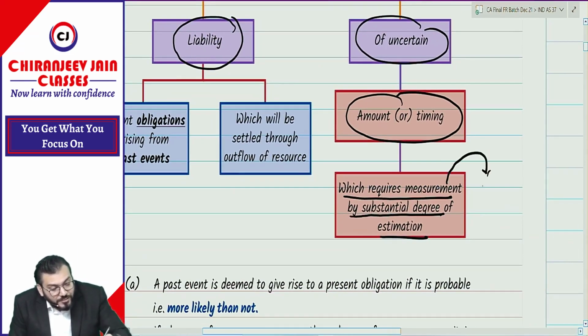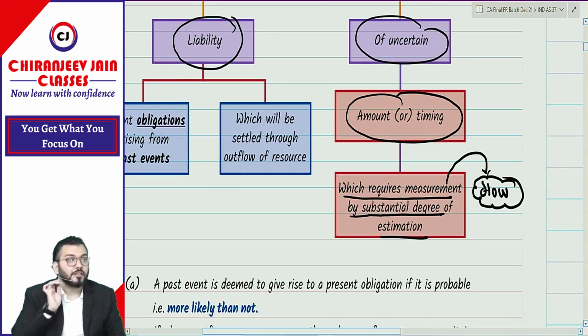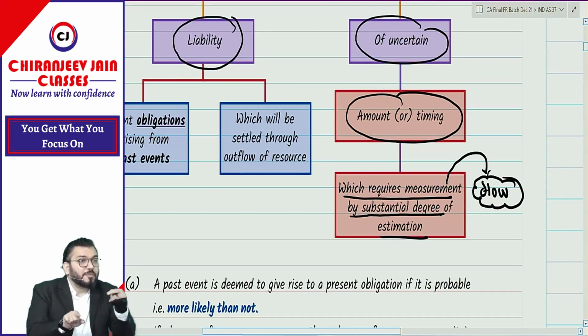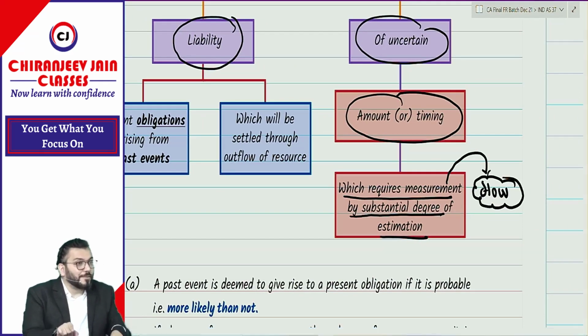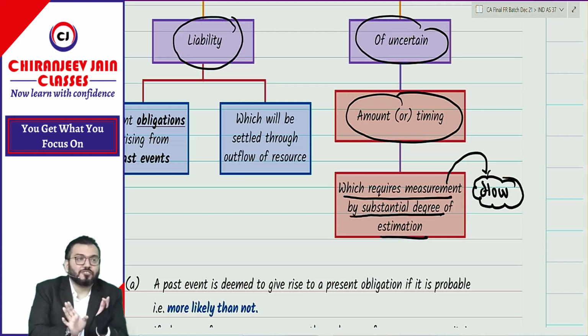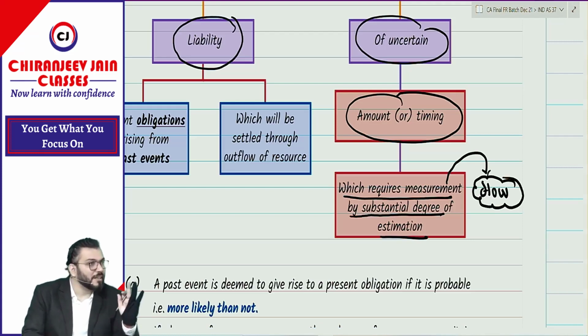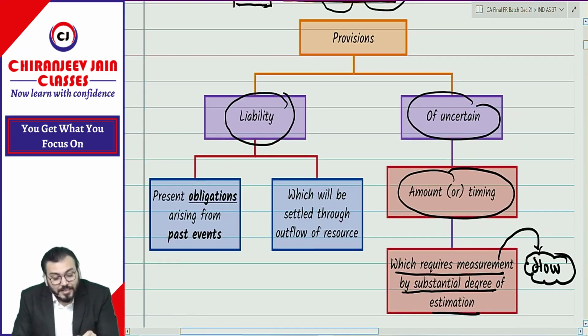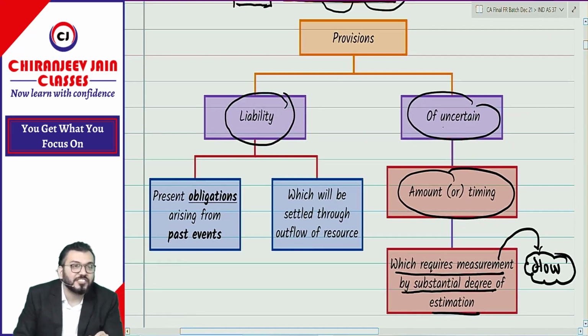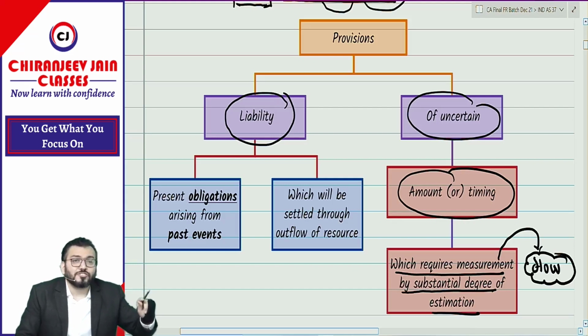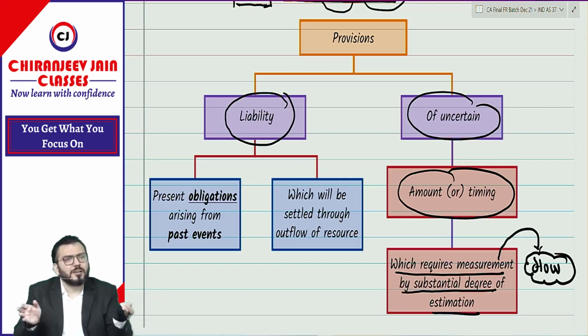Now the question arises, how to measure? The measurement principle will also be given under Ind AS 37. Whatever the measurement principle, it will be based on Ind AS 37, coming soon. Once again, can I conclude provisions are liabilities of uncertain timing or amount which require a substantial degree of estimation? Means any liability which does not require estimation is actually a pure liability. It is not a provision.